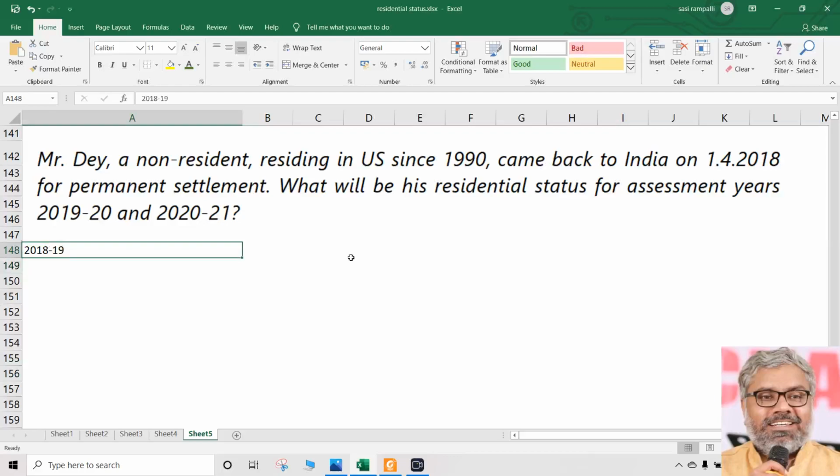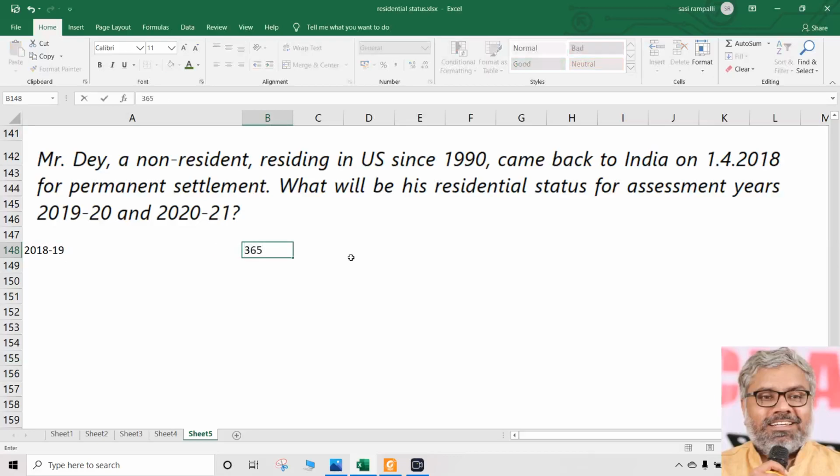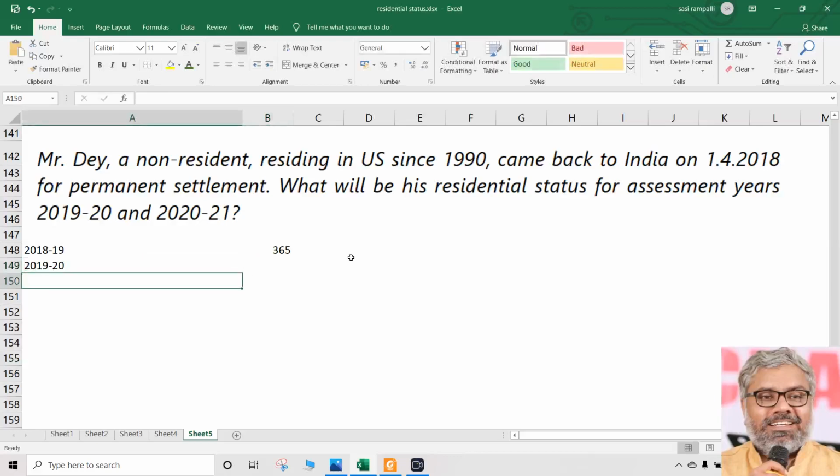He was already residing there since 1990, almost 28 years. 28 years he was in America only. Only the first time he came after 28 years, on 1/4/2018. So during the year 2018-19, how many days did he stay in India? Definitely 365 days. And naturally during the year 2019-20 also, because he came to India as a permanent resident, during this year also he would have stayed for the full year, but 2019-20 will have how many days? 366 days.